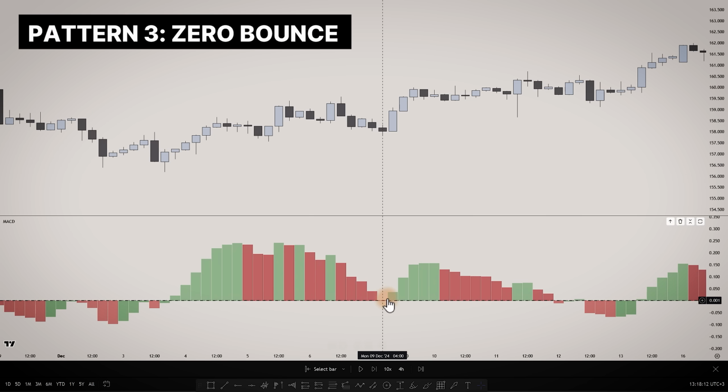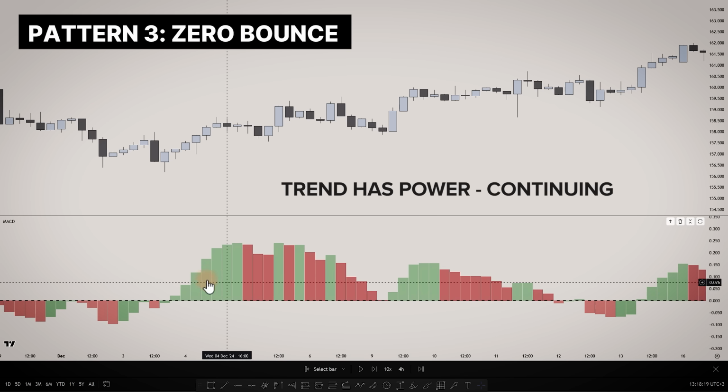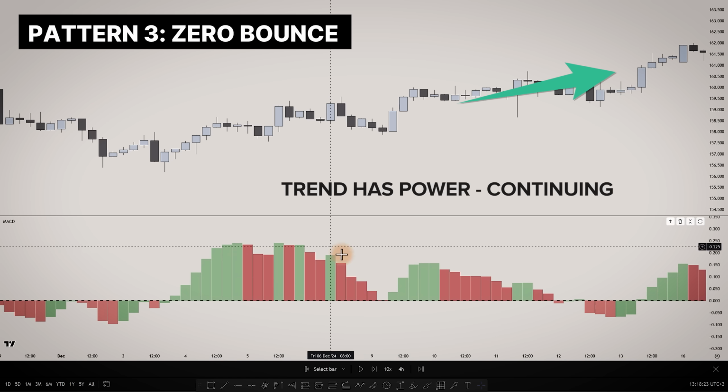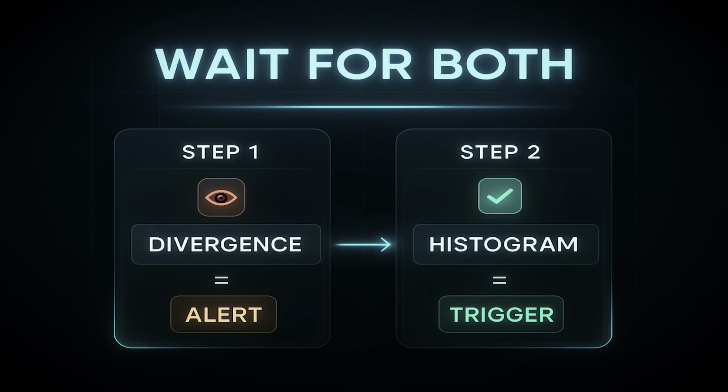Third pattern, the zero bounce. Watch the histogram approach the zero line, then bounce away. The trend just proved it still has power. It's continuing, not reversing. Here's how you combine them.